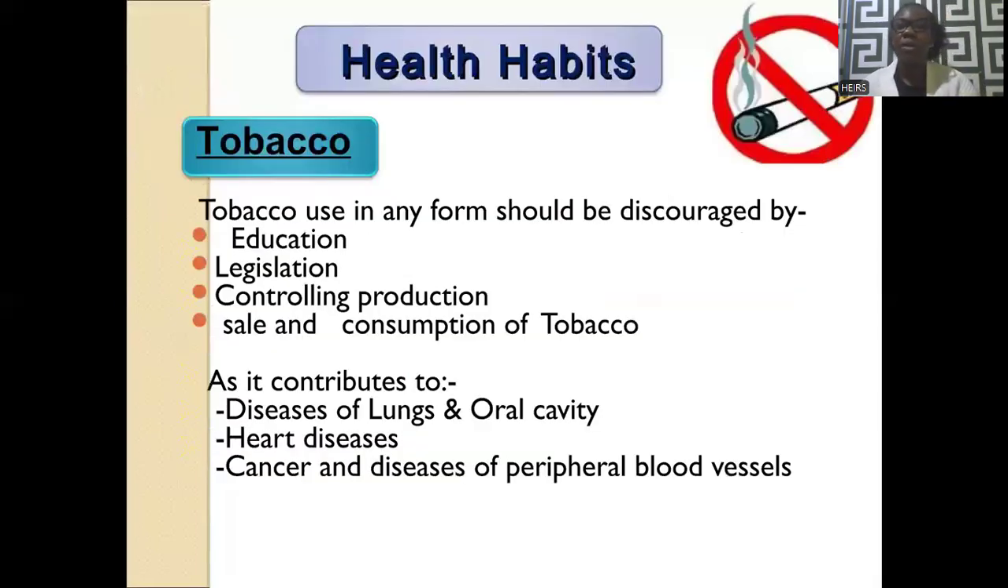So now, some health habits that are important to keep in mind for primary prevention of diseases in the elderly. Tobacco use in any form should be discouraged. It's not to be moderated, it should be discouraged. And that could be via education, you counsel the elderly persons, and legislation that could be nationwide, in controlling production of tobacco. Sale and consumption of tobacco should also be controlled, because tobacco contributes to the development of diseases of the lung and oral cavity: lung cancer, COPD, oral cancers. It also contributes to the development of heart diseases, cancer, and diseases of the peripheral blood vessels.